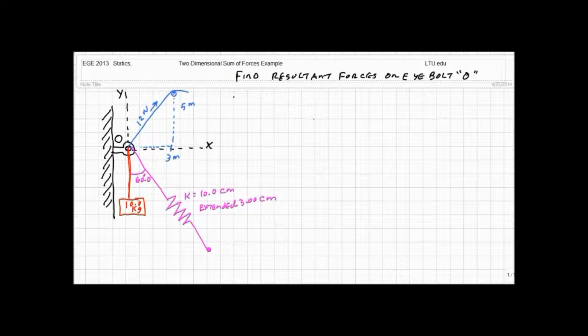Welcome back to EGE 2013 Statics. This time what we're going to do is an example of a sum of forces working strictly in two dimensions.